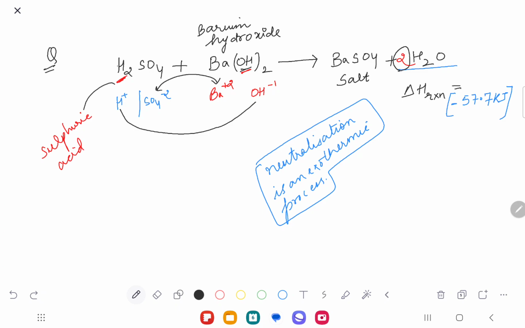How much water is being formed in the balanced equation? Two. So the heat of this neutralization reaction shall be minus 57.7 times 2. So whatever that comes out to be, 114.. 115.4 kilojoules energy is the energy for this particular reaction. Yes or no? Right. Okay.